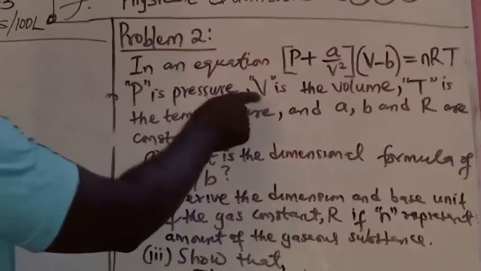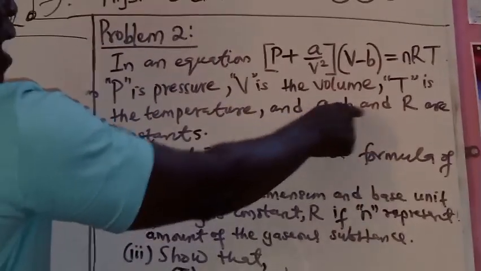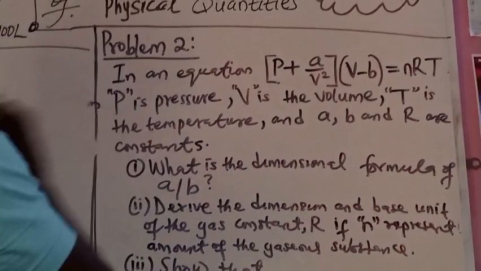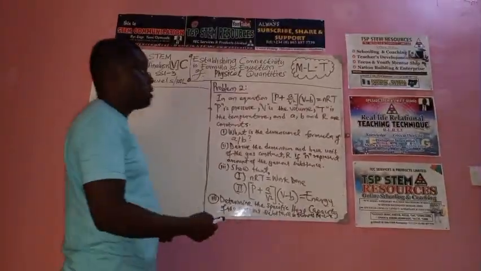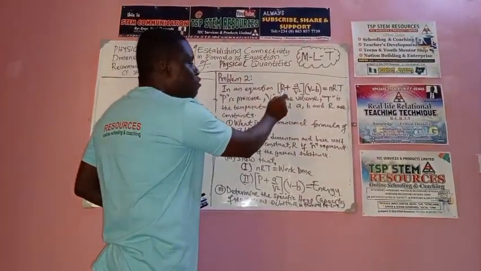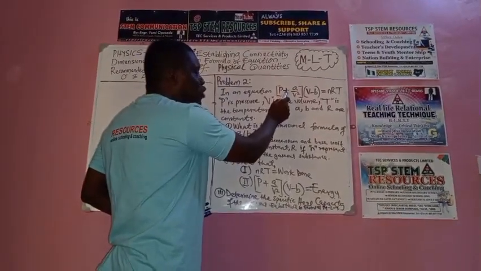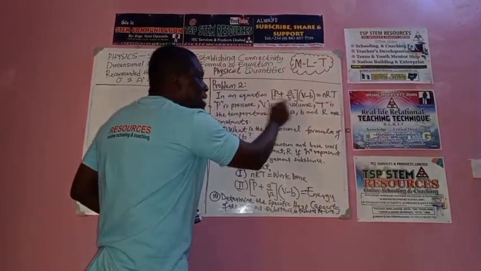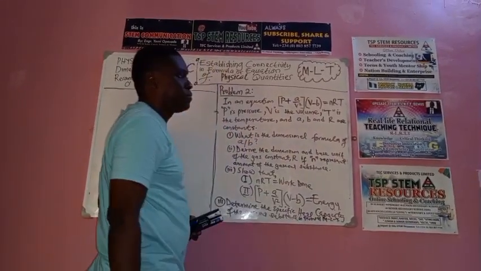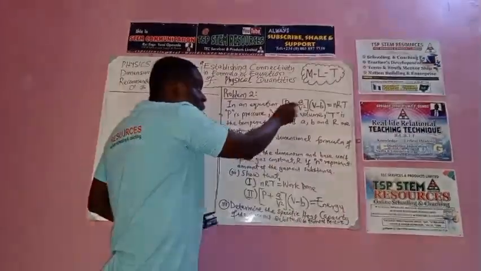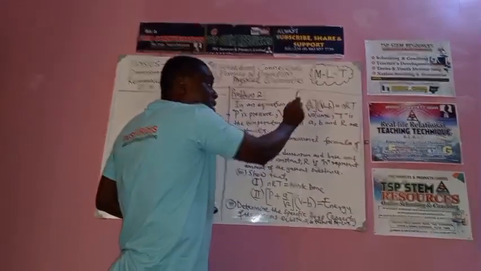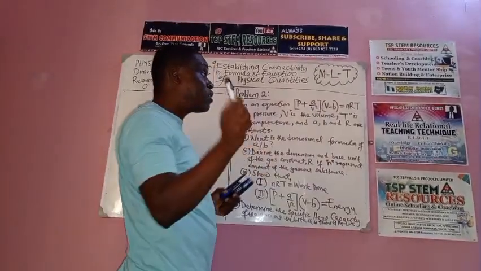P is pressure, V is the volume, T is the temperature, and a, b, and R are constants. Then there are some questions they want us to solve. Now let me quickly explain this. For this P to be added to this a over V squared, it means they have the same dimension. It means that this P is equal to a over V squared. That is why there is a plus between them. You need to take note of that.